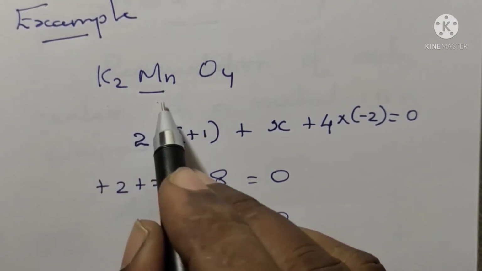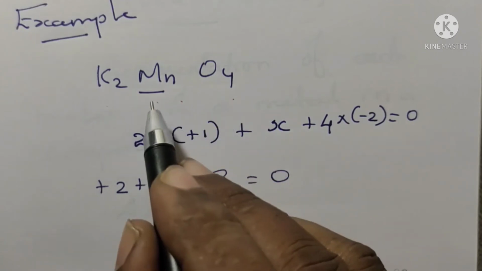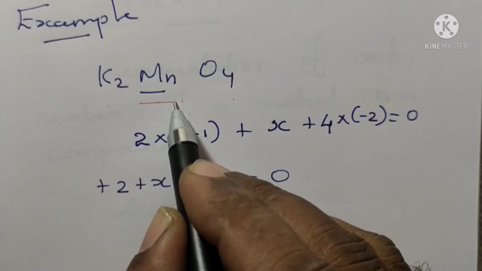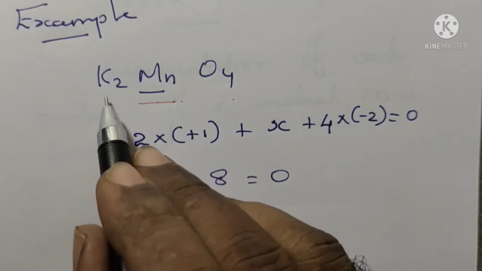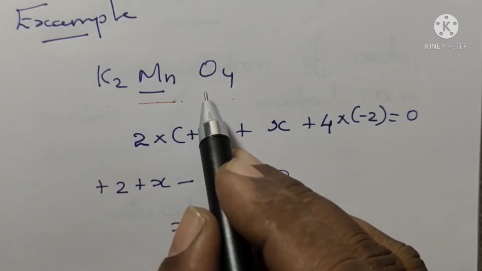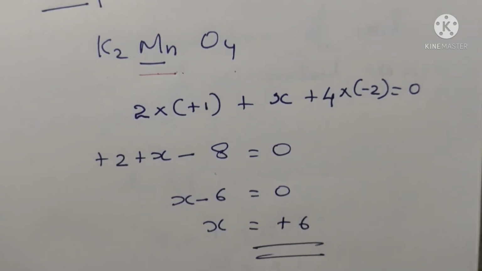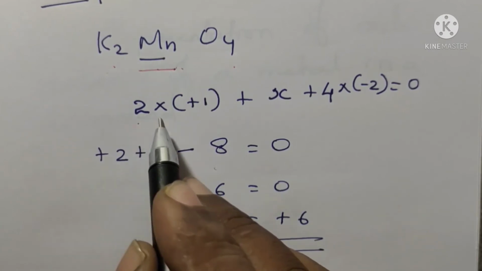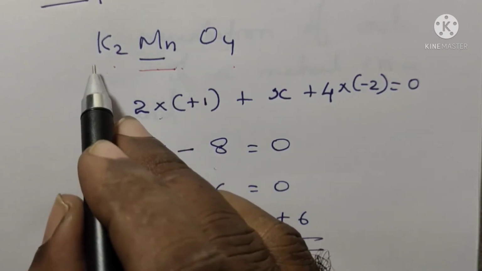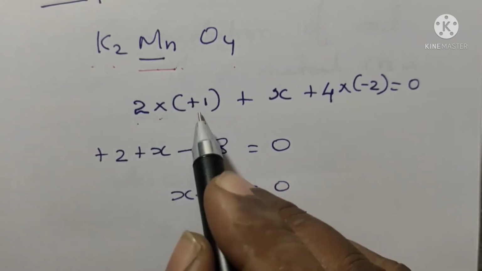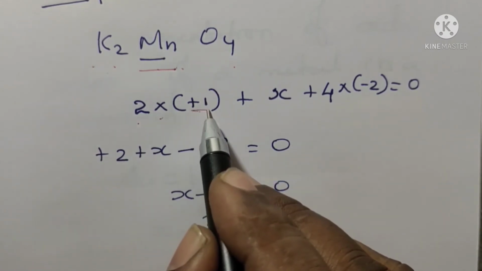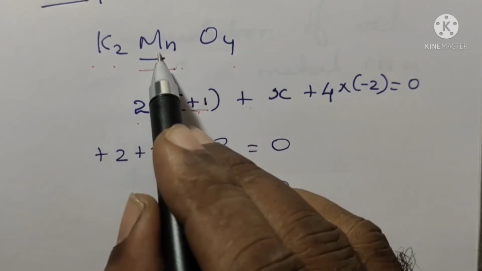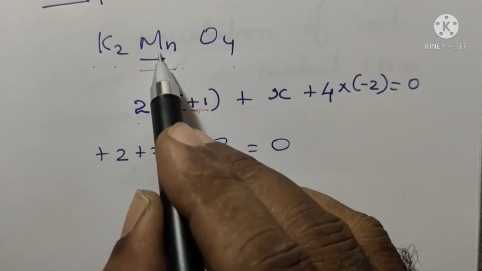Potassium manganate, K2MnO4. Here Mn is underlined, so we have to calculate the oxidation state of Mn in potassium manganate. How can you calculate? We have 2 potassium, so 2 into, we studied for potassium the oxidation state is +1. So you have to write 2 into +1 plus, and we are going to calculate the oxidation state of manganese.